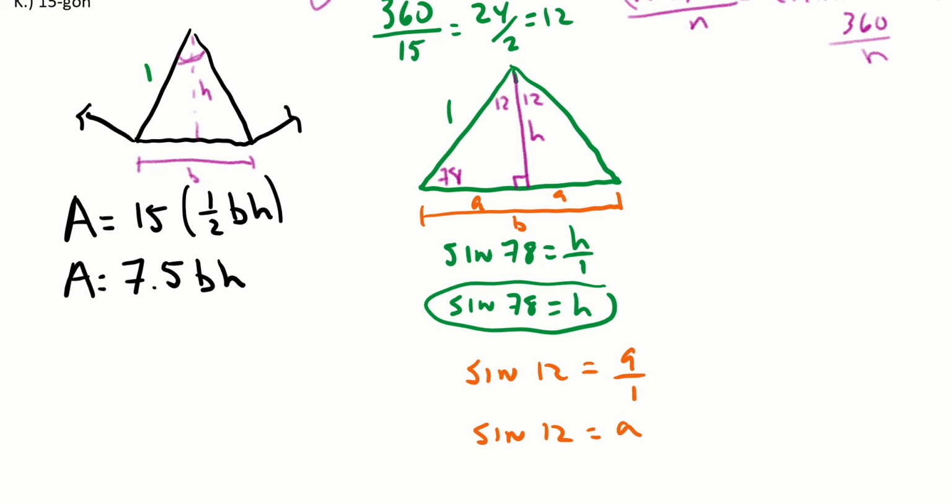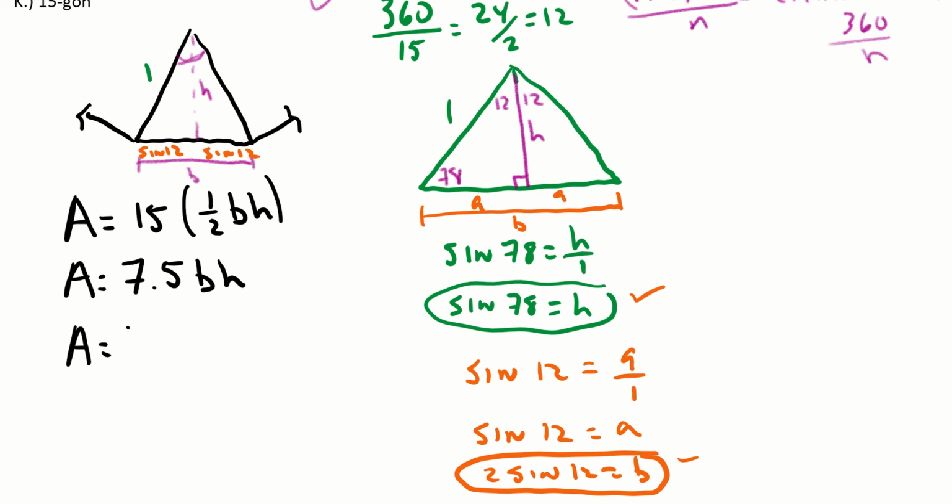So that tells me that that length is sine 12 equals a. Now remember, this is just one side. I want the whole length. So if this is sine 12, then this is sine 12, and when you add two sine 12s, that's going to be 2 sine 12 equals b. So I now have the height and I have the base, so I can plug them into my formula here, and I get A equals 7.5 times the base, which is 2 sine 12, times sine 78.